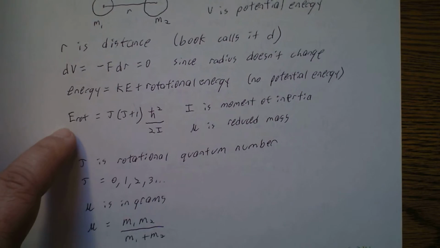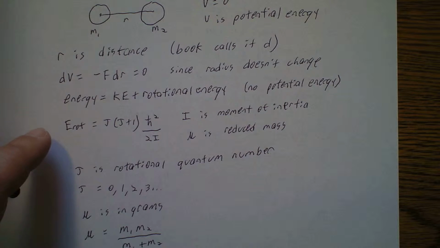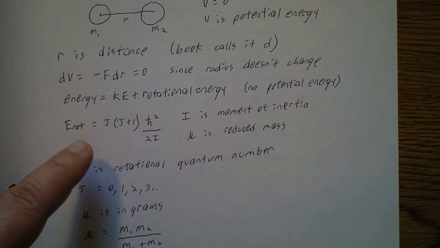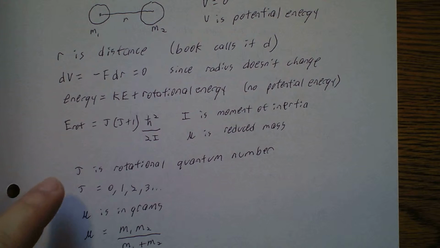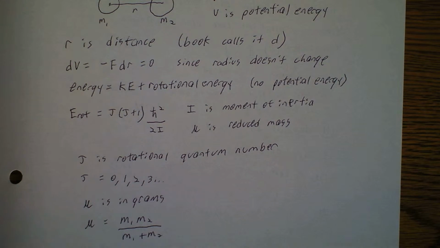energy. Now, the energy of the rotation is going to be equal to J times J plus 1 times h bar squared over 2I. That's capital I. So capital I is the moment of inertia. Mu is the reduced mass. And then J is going to be the rotational quantum number. And it can be 0, 1, 2, 3, etc.